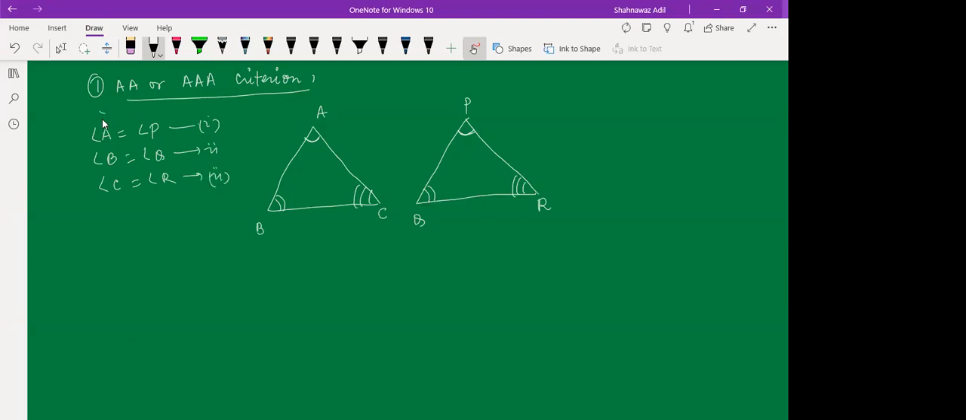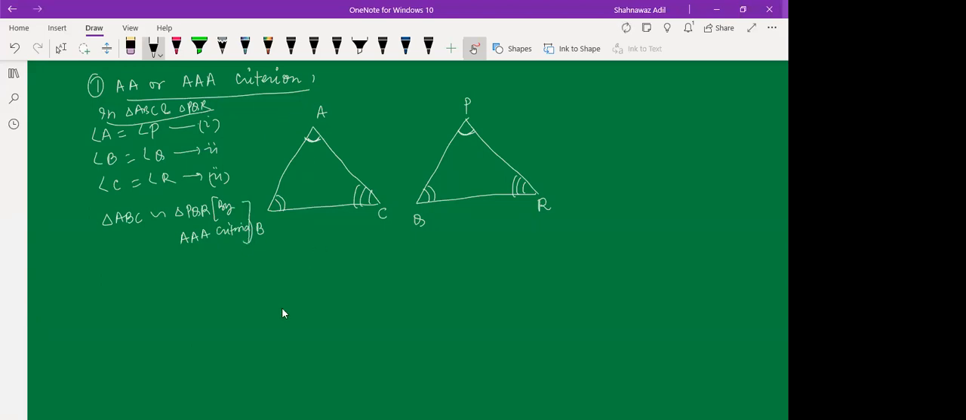in triangle ABC we have to prove that A is equal to P, B is equal to Q, and C is equal to R. Now these angles will be given, so you can directly say that triangle ABC is similar to triangle PQR by AA, or you can write AAA criteria.